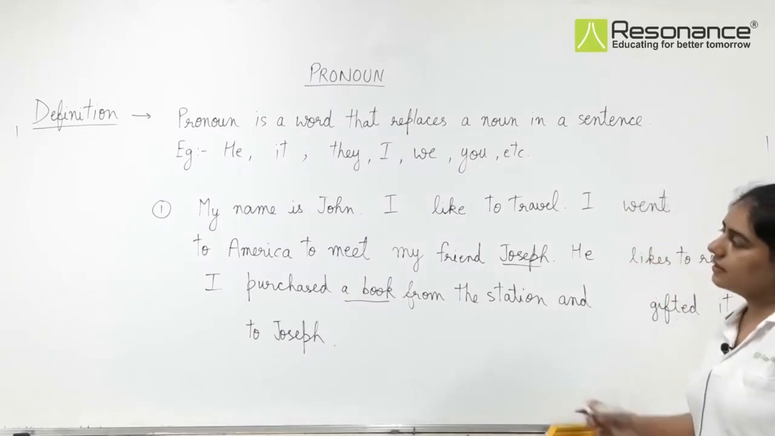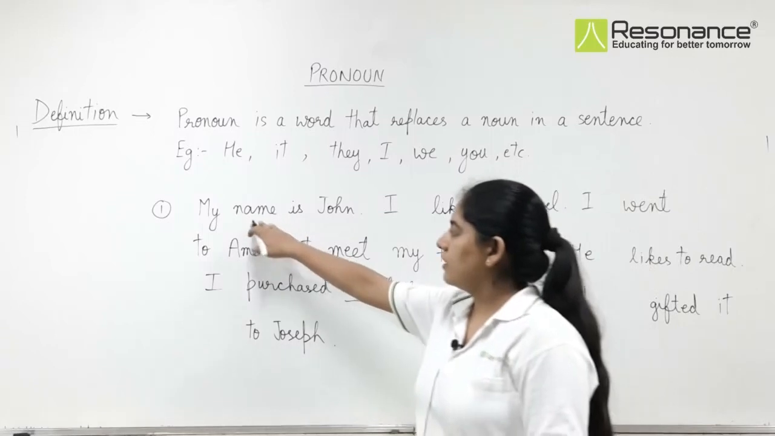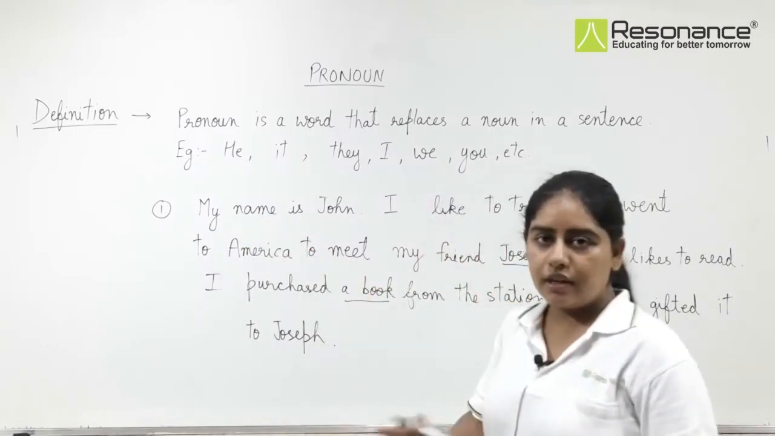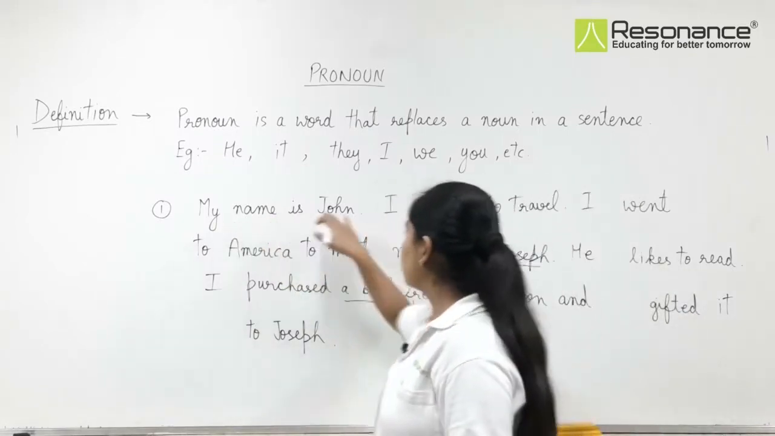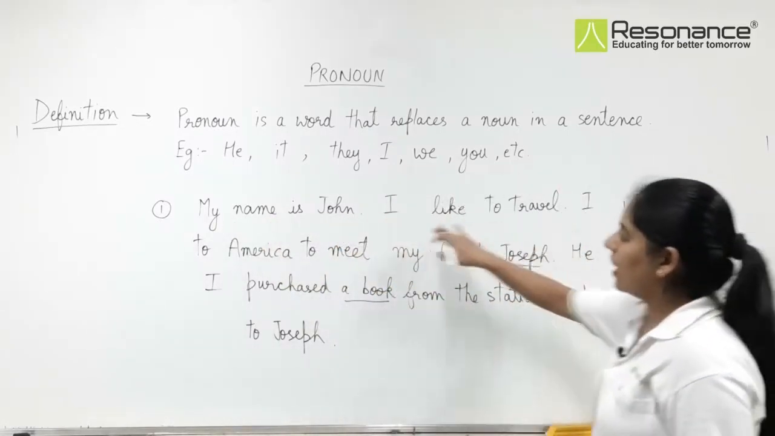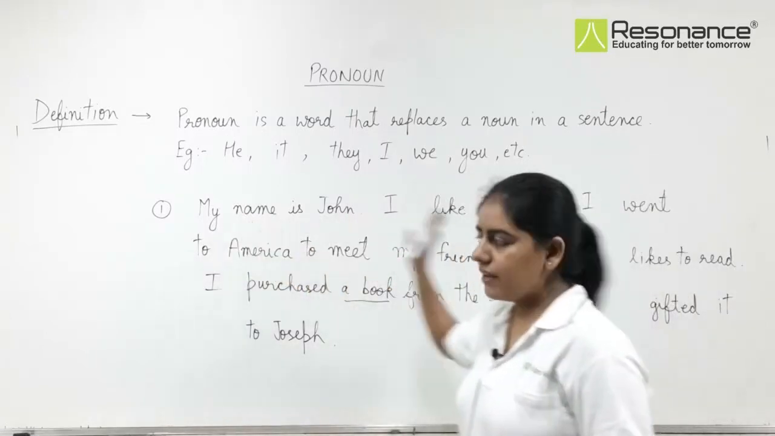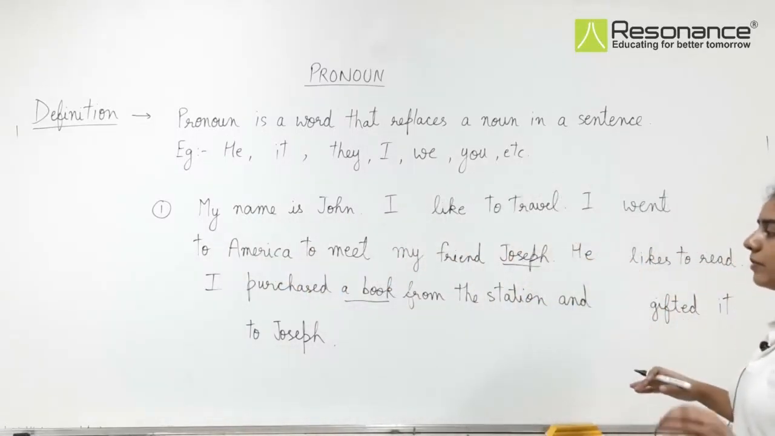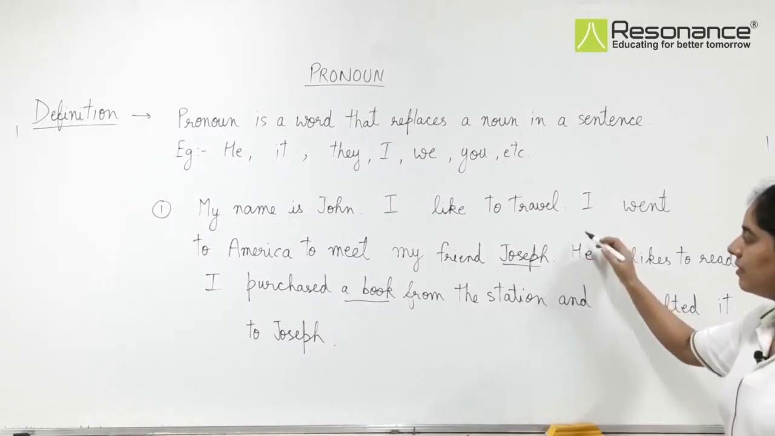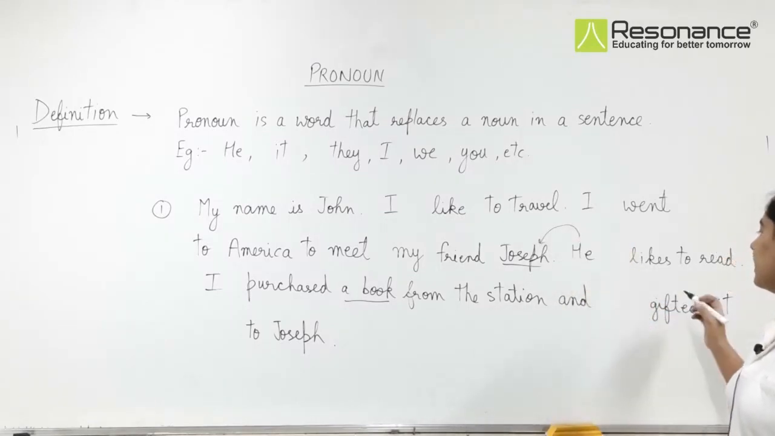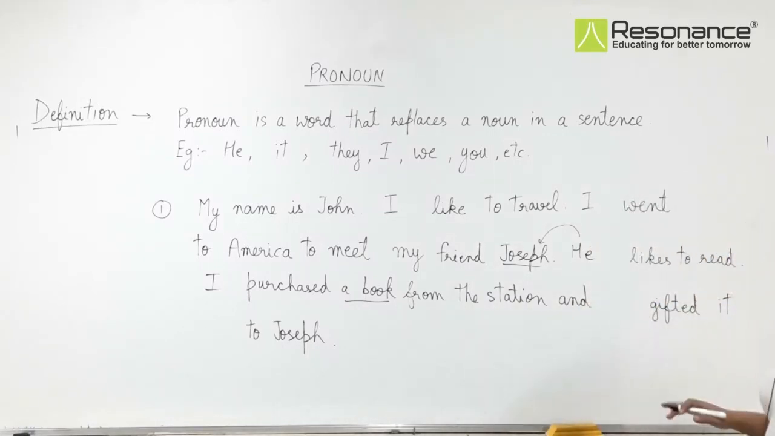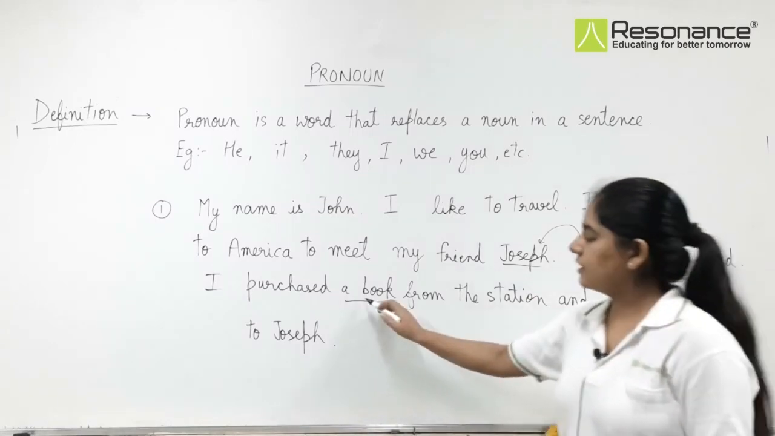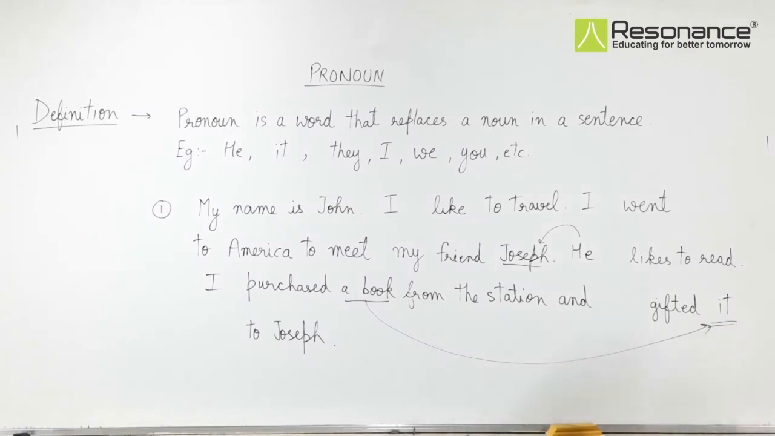So what is the paragraph all about? Now you can see it will look better. It won't look like things are getting repeated again and again. See, my name is John. I like to travel. So I, instead of John, I have written. Then I went to America to meet my friend Joseph. Then he is whom? Joseph. He likes to read. I purchased a book from the station and gifted it to Joseph, okay. So here it has replaced this noun, fine.